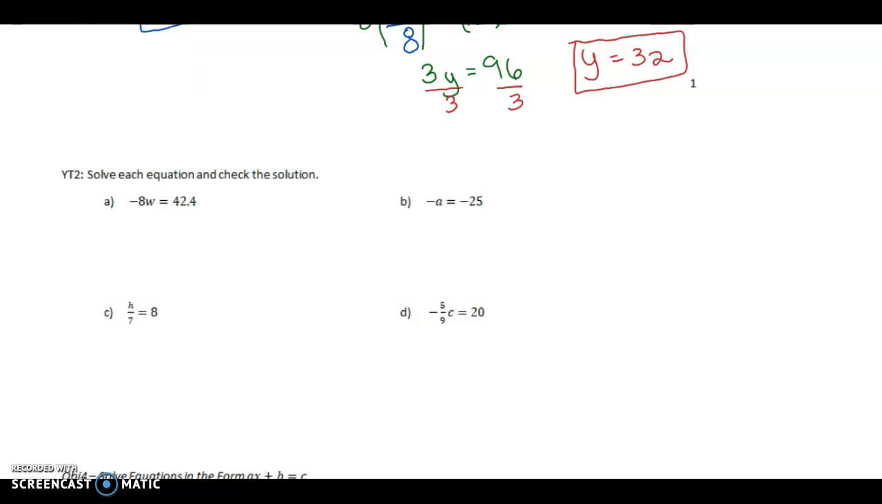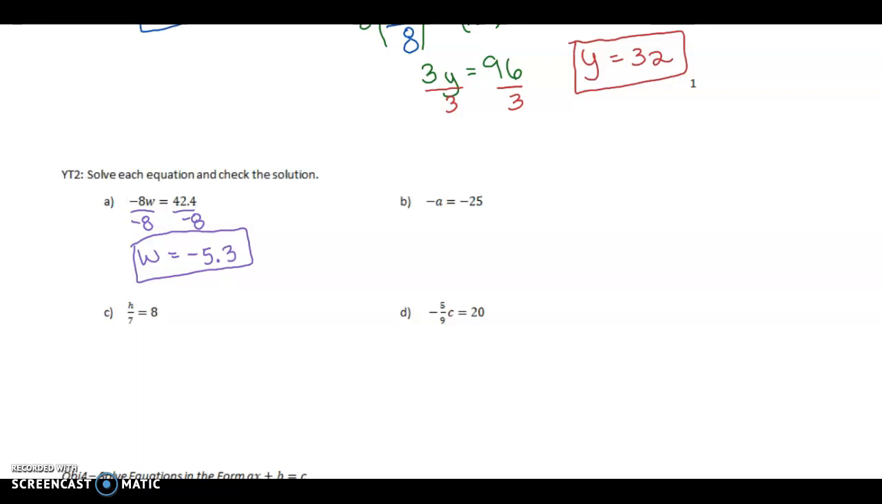All right. So on part A, we have negative 8 times W equals 42.4. We divide both sides by negative 8. So keep the sign with it. We're going to divide by whatever it says. You should get W equals negative 5.3. And you are welcome to use the calculator for that one. Negative 5.3.